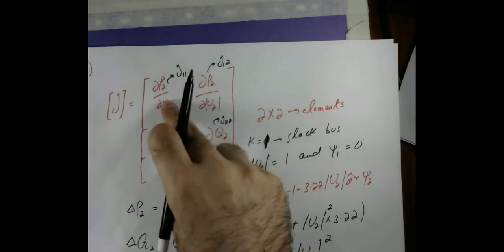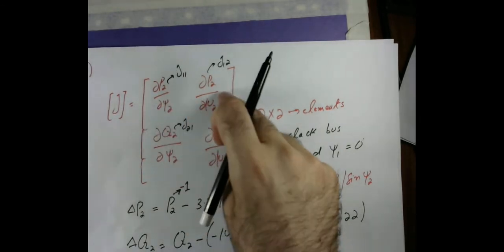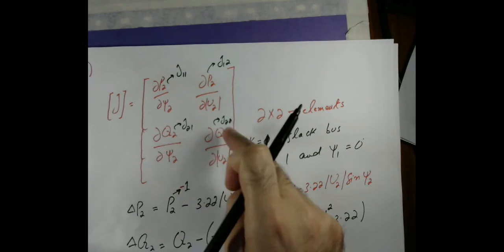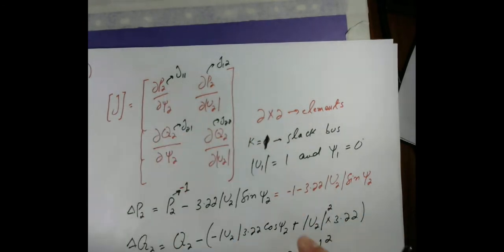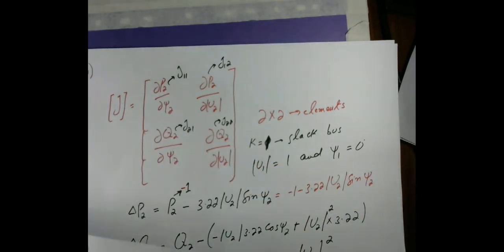So let me call the first element J11, similarly J12, J21 and J22. Now I have to find J11, which is the derivative of P2 with respect to psi2. And we also wrote in the beginning the task to write the expression for the active and the reactive power.